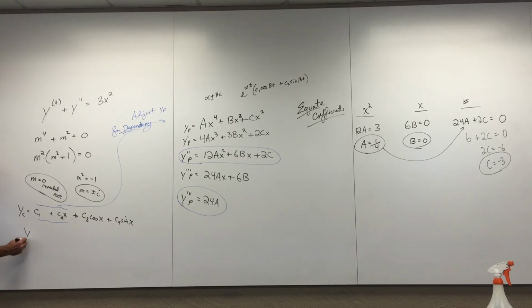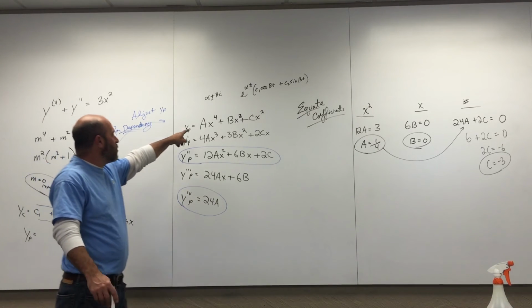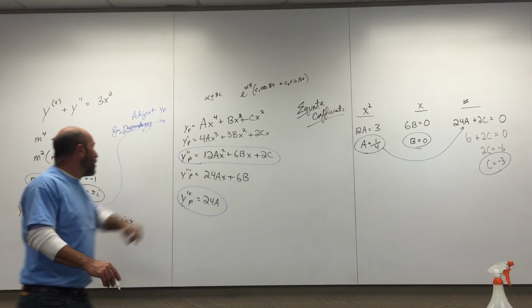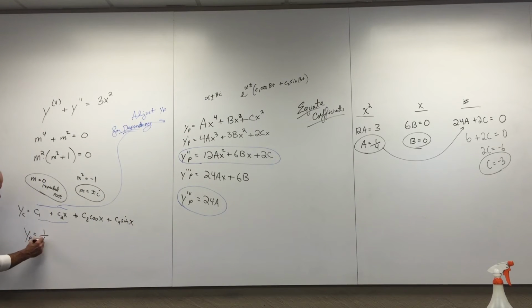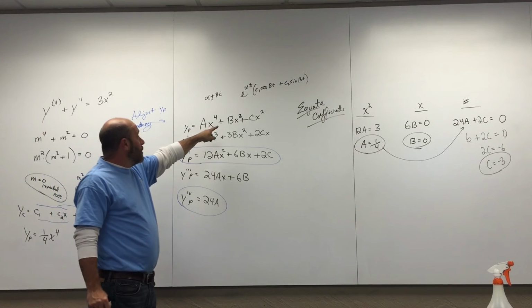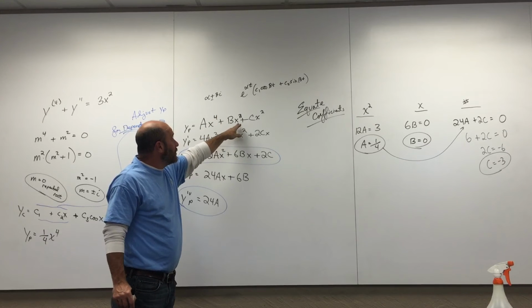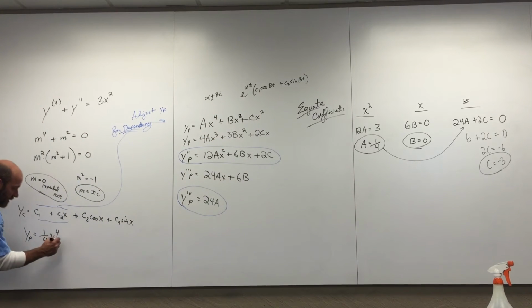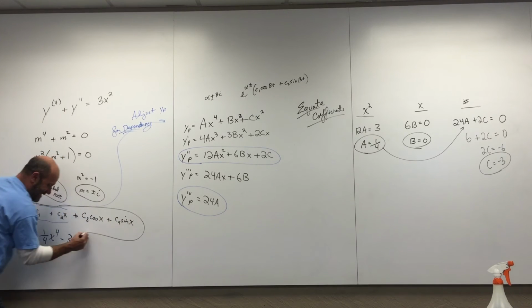So the YP is, where was it? This is what it was. This was my original YP. So A is a 1/4 x to the 4th, or minus 3x squared. Well, the B was a 0. So that's gone. And then you're saying -3x squared. I got you. -3x squared. Okay, there it is. There's your YC, there's your YP. Your answer is all that added together.